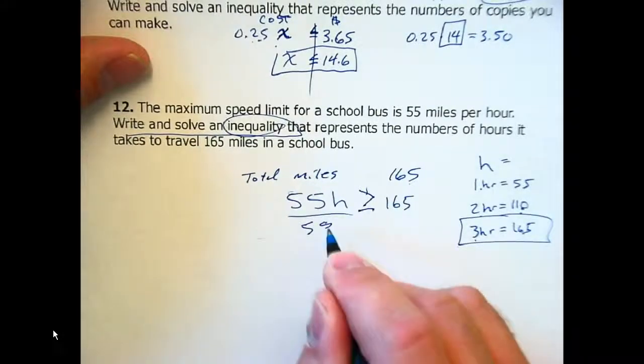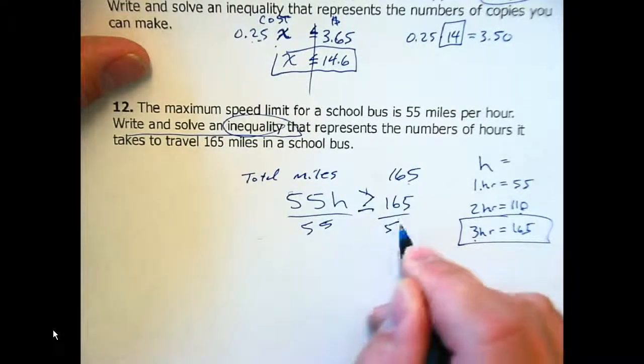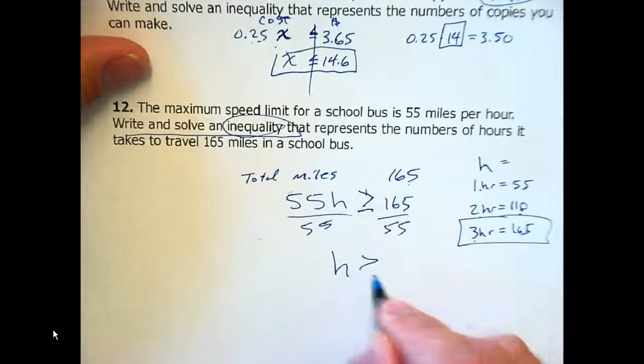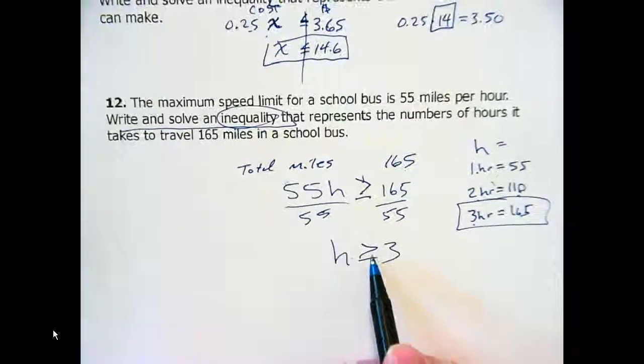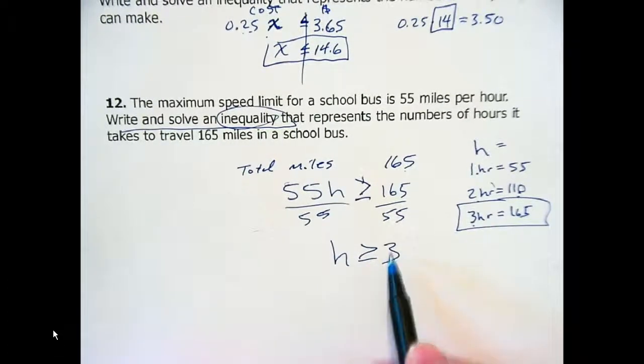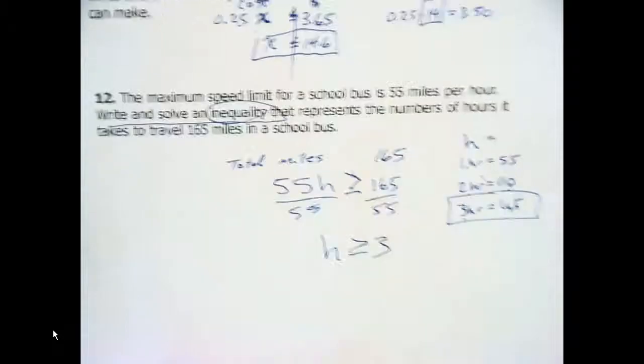Divide by 55 on both sides, and you get h has to be greater than or equal to 3. Because if we go for 2 hours, right? If our hours are less than 3, then it doesn't work out. We don't go 165. Yep.